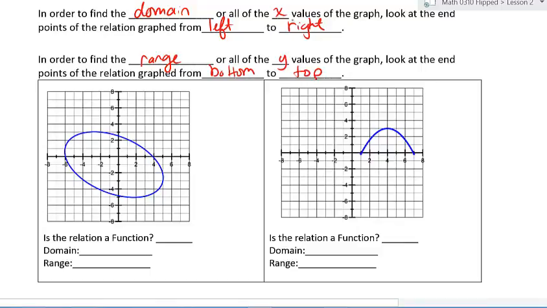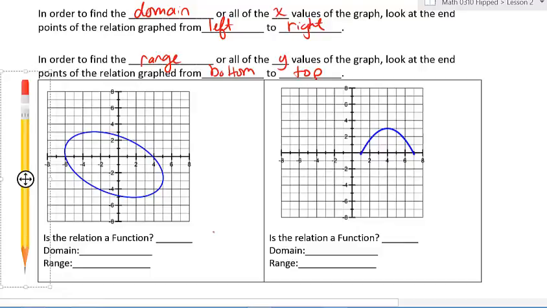Domains are left to right because we're talking about x values. Ranges is from bottom to top because we're talking about y values. So on the next example, I want you to answer the following questions. Is the relation a function? Yes or no? Then tell me what the domain is, and then tell me what the range is.